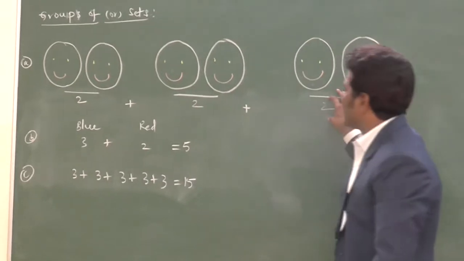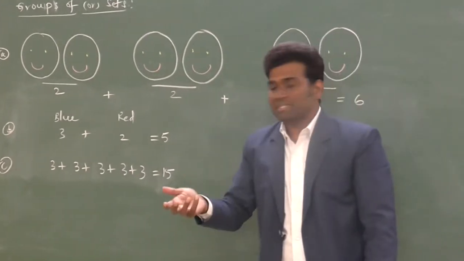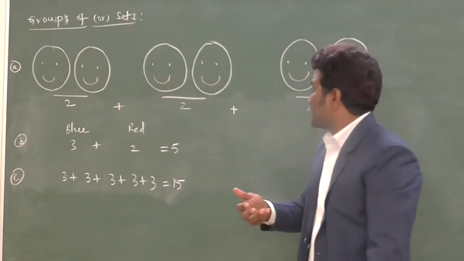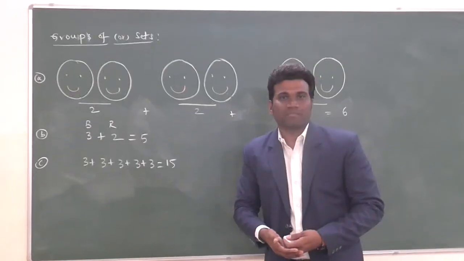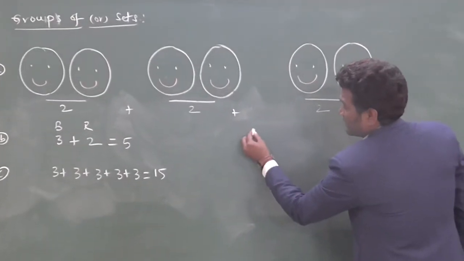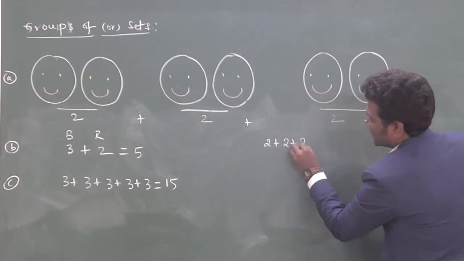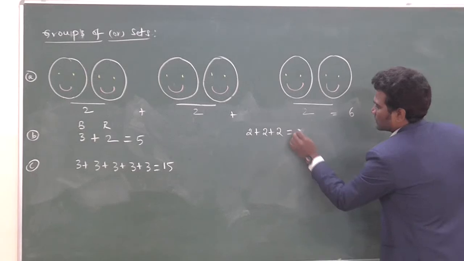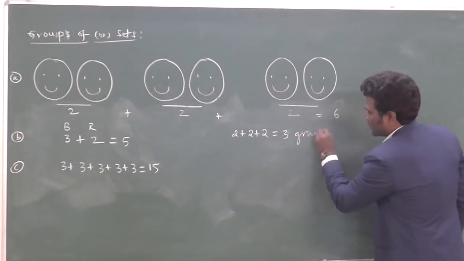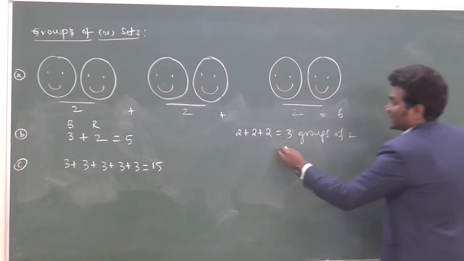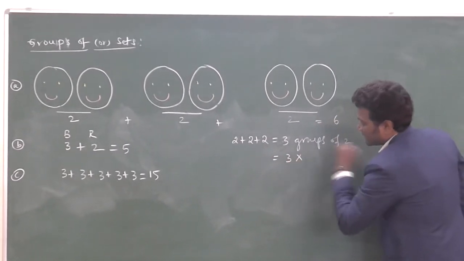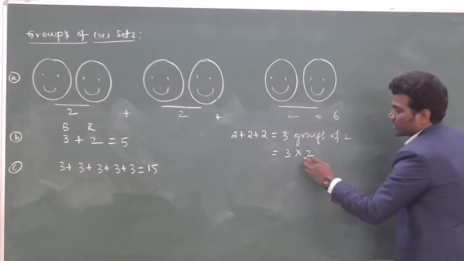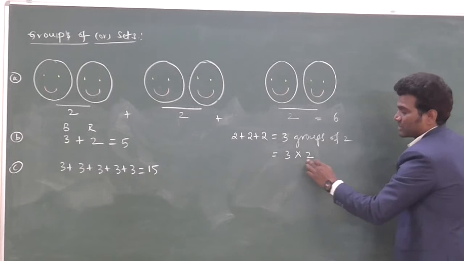If you look at the first example and the third example, the same groups are repeating. This repeated addition is nothing but multiplication. From example 1, 2 plus 2 plus 2, this repetition of 2 is the same as 3 groups of 2. It is the same as 3 times 2, or 3 groups of 2, or you can say 3 times of 2.